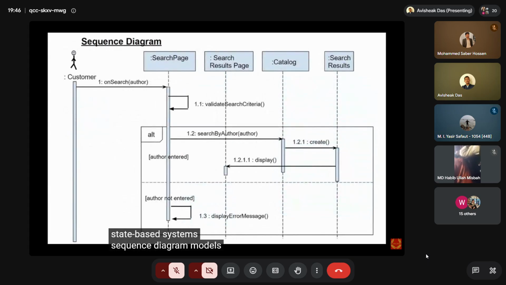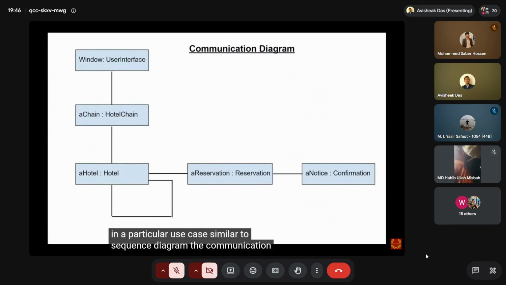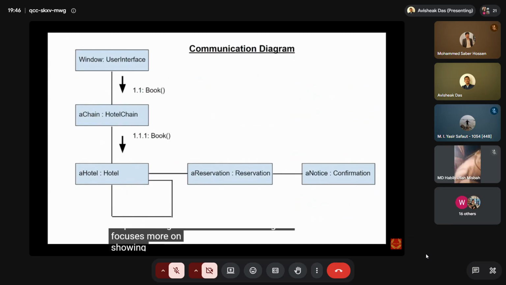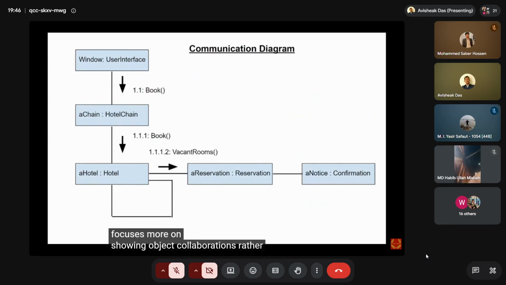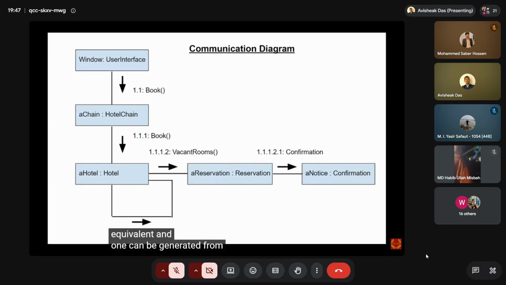Sequence diagram models the interaction of objects based on a time sequence. It shows how objects interact with each other in a particular use case. Similar to sequence diagram, the communication diagram is also used to model the dynamic behavior of a use case. When compared to sequence diagram, communication diagram focuses more on showing object collaborations rather than the time sequence. In fact, communication diagrams and sequence diagrams are semantically equivalent, and one can be generated from another.